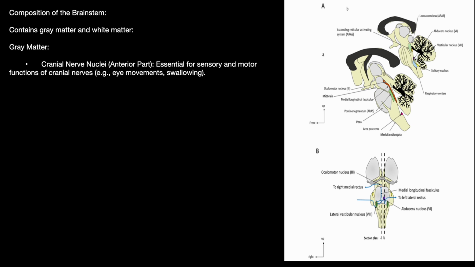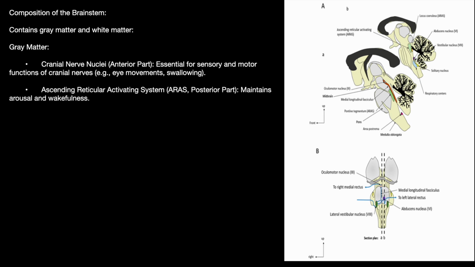In the gray matter, it has cranial nerve nuclei. So you can see the cranial nerve nuclei which are present in the anterior location. This is the anterior, this side. This is the superior. This is the right. This is up. So you can see the various cranial nerve nuclei which have been shown here on the anterior surface. And you also have motor functioning cranial nerves for eye movement and swallowing.